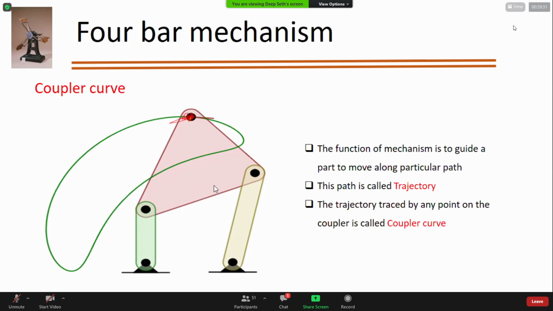So that is the coupler which is making a curve. This link is a coupler which is coupling your input link with the follower link, and that's why it is making a coupler curve. The function of a mechanism is to guide a part to move along some particular path. If you put a tool or a pen over here, it will follow a particular path during its motion. This path is called the trajectory, and the trajectory traced by any point on this coupler is called the coupler curve.